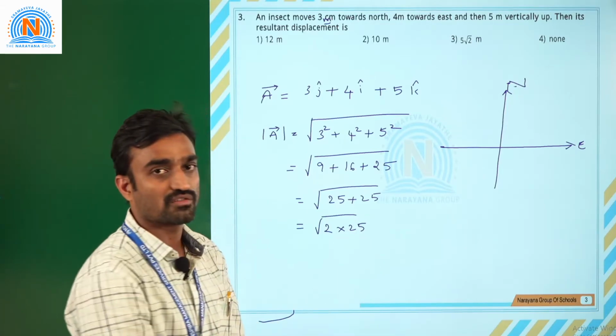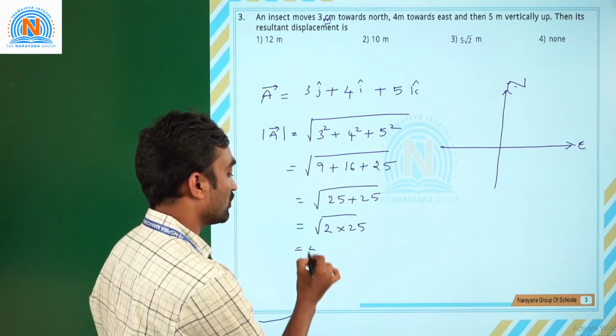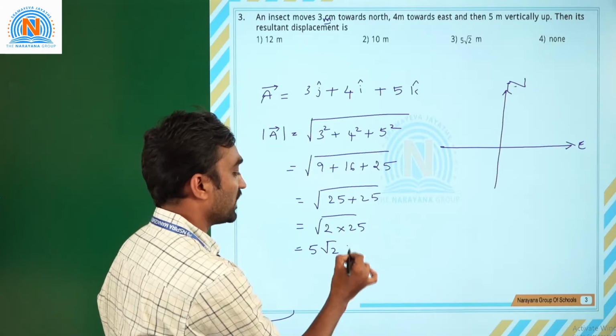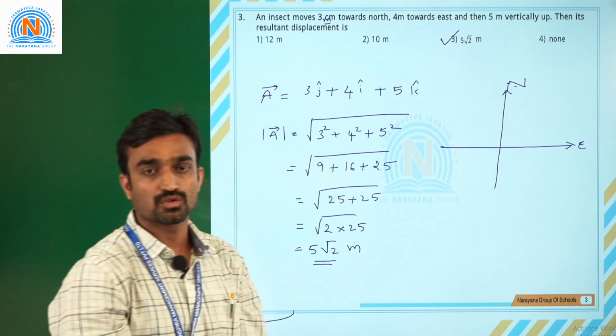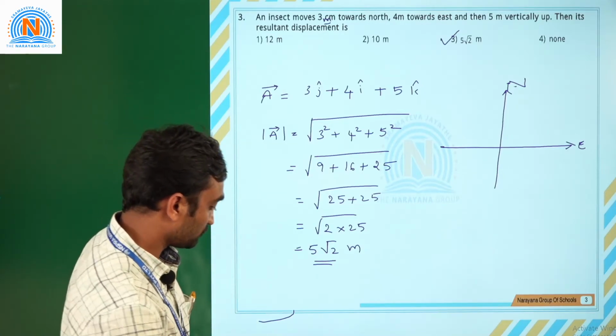What is the value of the square root of 25? 5. So that is equal to 5 root 2 meters. So the resultant is 5 root 2 meters. Our answer is 5 root 2 meters. Let's move to the next question.